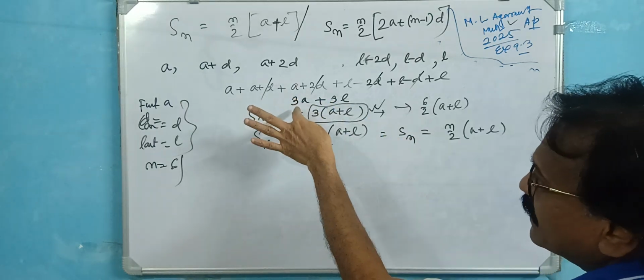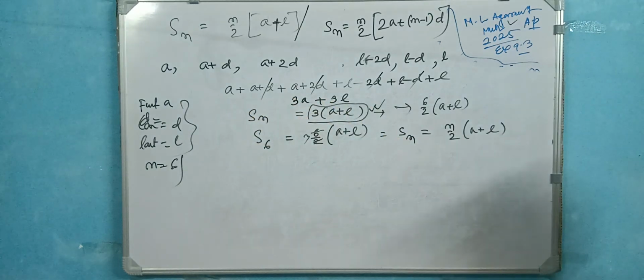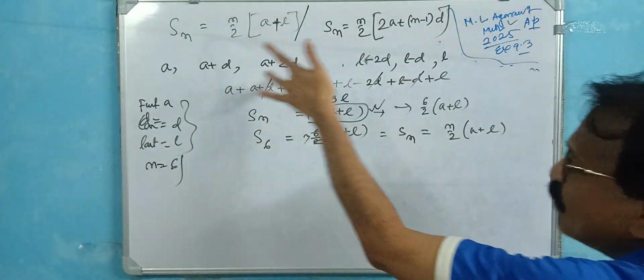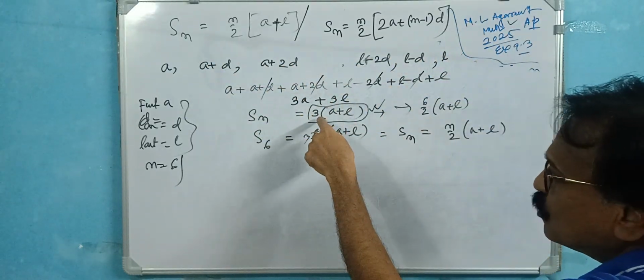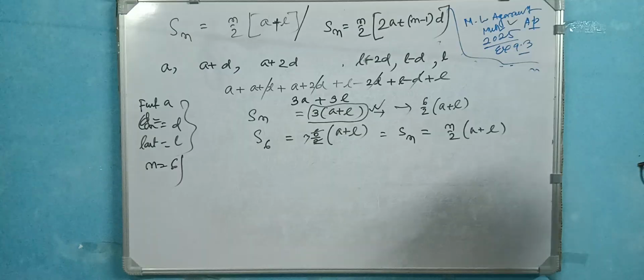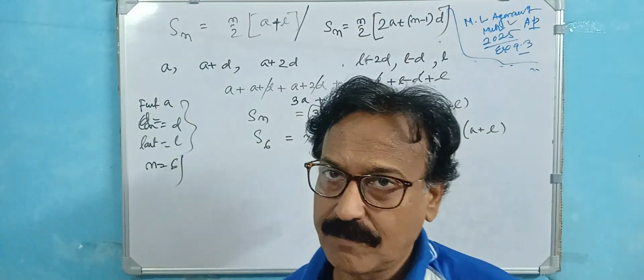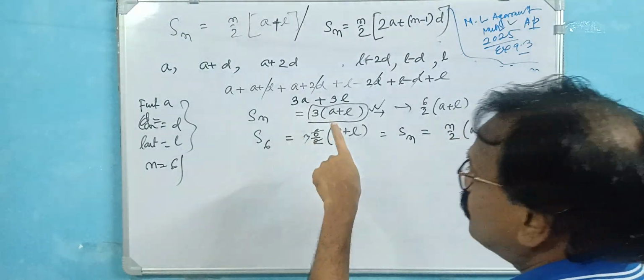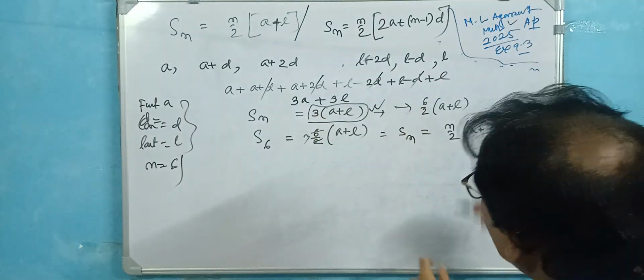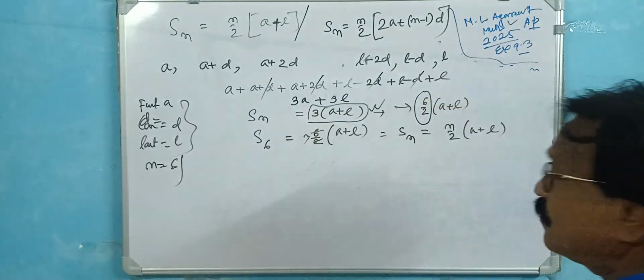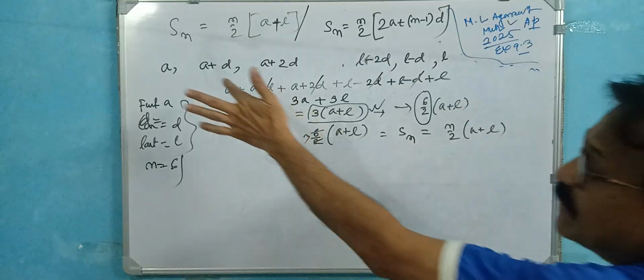So what is the total? 3a and 3l, so 3 is common. That means the sum of these terms is Sn equal to 3 bracket (a plus l). In place of 3, you write 6 by 2, the same. But why do we write it? Because there are 6 terms.